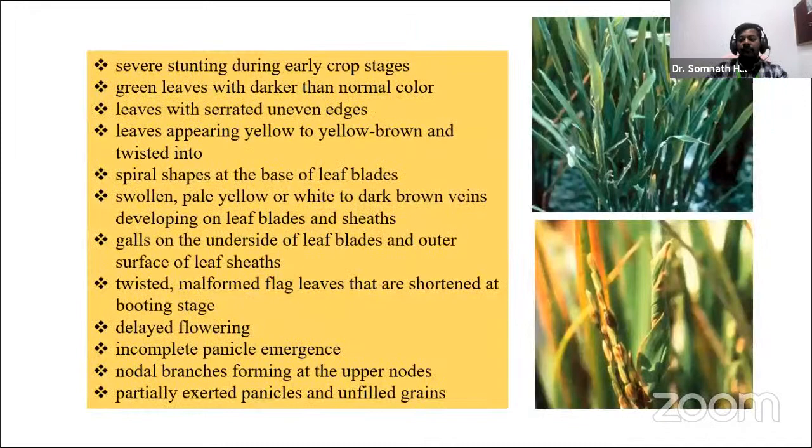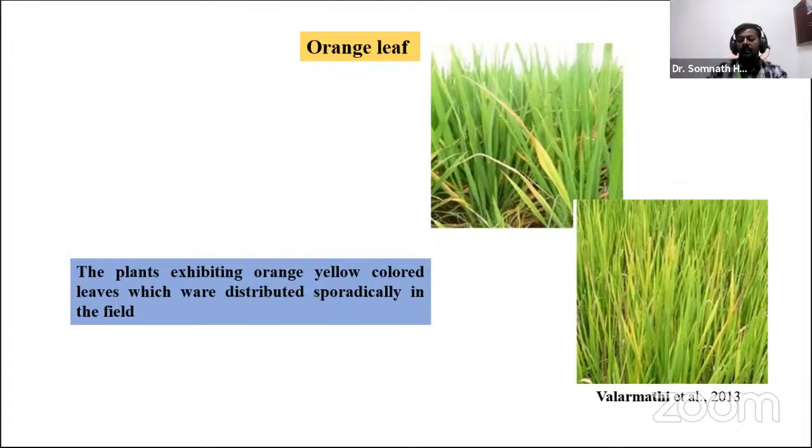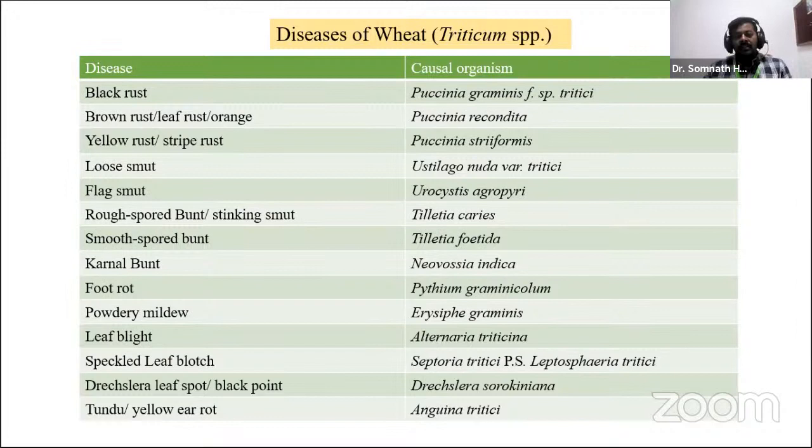I'll skip the viral part because it will take a long time. So the second important crop is the wheat crop. This is the list of diseases which are affecting the yield of wheat. There are three major diseases, known as black rust, brown rust and yellow rust.